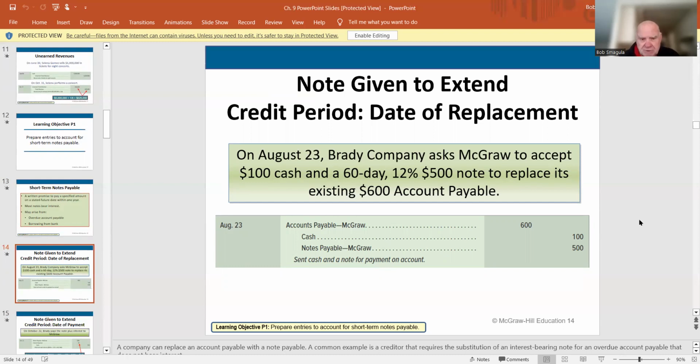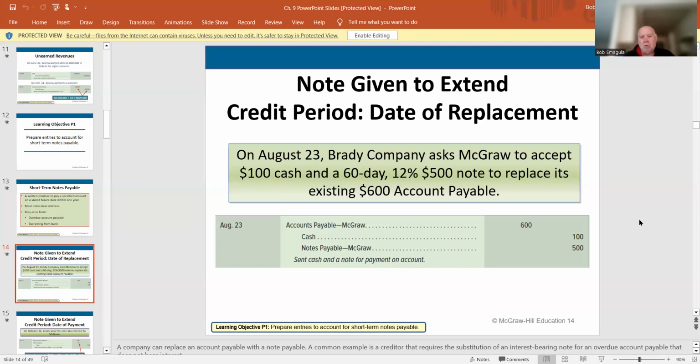Okay. So what happened here is Brady is slow to pay its bills. The bill is due and they can't pay. So Brady and McGraw make a deal. Brady says, look, I can pay you $100 now of the 600, but you're going to have to trust me with a note and I'll pay you the remaining 500 in 1 year.